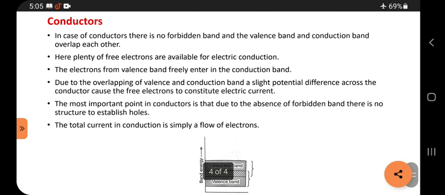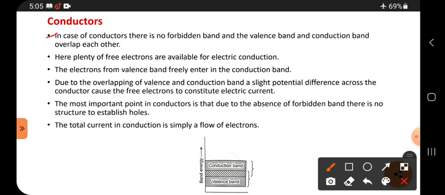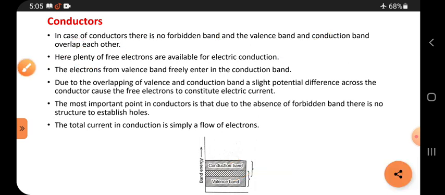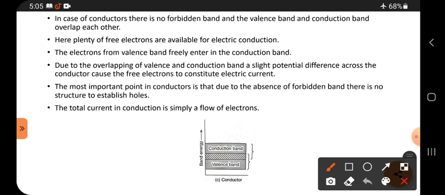Now see, in the case of conductors, there is no forbidden band, and the valence band and conduction band overlap each other, so no gap is present between them. Here plenty of free electrons are available for electric conduction. Plenty means a large number of free electrons. Free electrons are those not under the influence of the nucleus. The electrons from the valence band freely enter into the conduction band, because there is no gap between the valence band and conduction band.